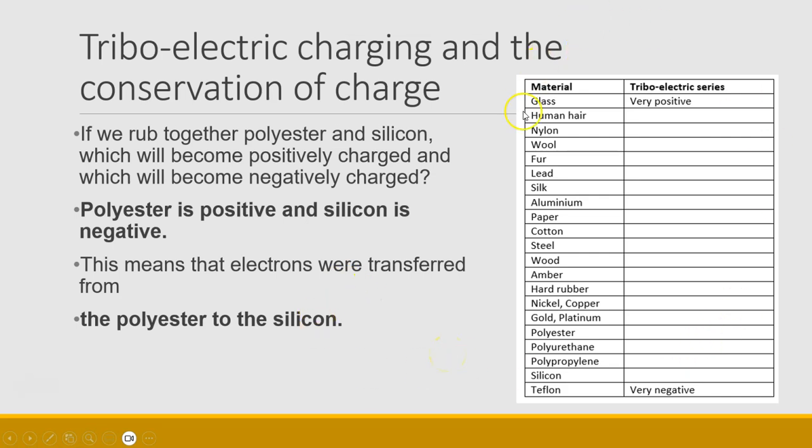Now just note that you are not expected to know this table off by heart for tests or exams. You will be given a question that says something along the lines that you've rubbed polyester and silicon together and the silicon has become negatively charged. And you'd be expected to answer questions from there.